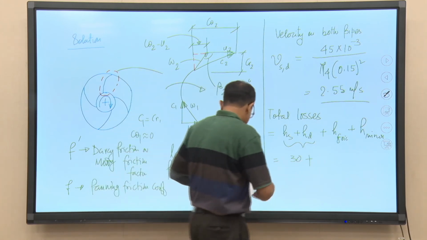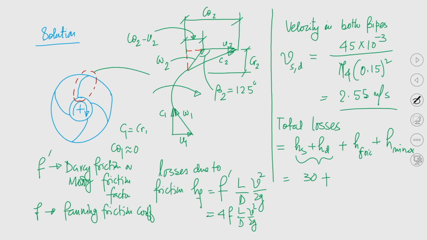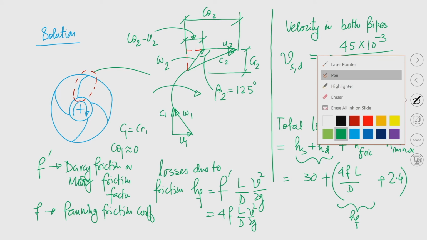So, that is why we can easily calculate, as you can understand, 4f L by d, v square by 2g, and if we give this name, this is equal to Hf. Okay. So, this will be 2.4 times of that. Now I can quickly write it, plus 2.4 into v square by 2g.